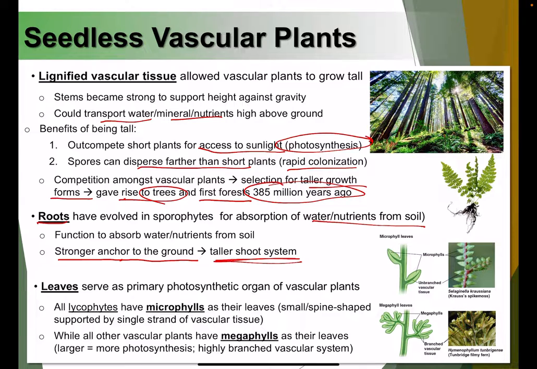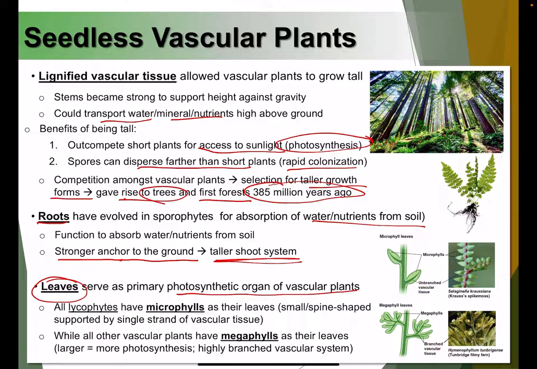All right. The next thing that seedless vascular plants have that is different from non-vascular plants are leaves. Leaves serve as the primary photosynthetic organ for vascular plants. This is the only place where photosynthesis can happen, with a few exceptions. There are plants where the stem is actually the photosynthetic source, but for most plants in general, the leaves are the primary photosynthetic organ for synthesizing that glucose for feeding themselves.